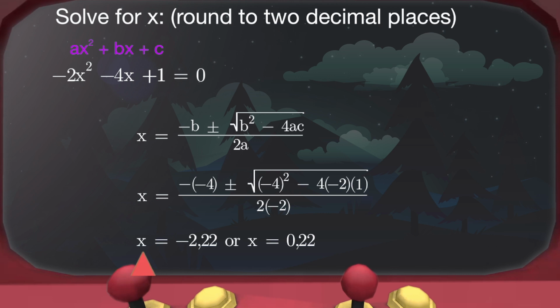And now we end up with answers of x is equal to minus 2,22 or x is equal to 0,22. And that is all there is to it.